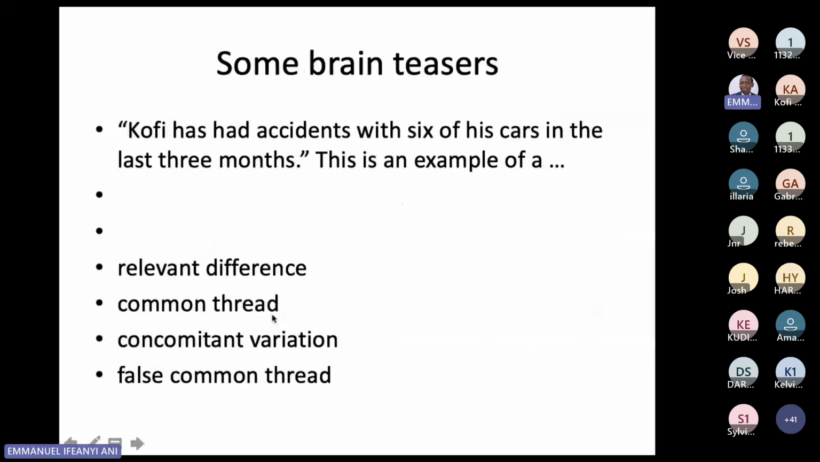Okay, so let's put some of these ideas to the test with some exercises. Now, this is a question. Kofi has had access to a piece of his card in the last few months. So this is an example of what?